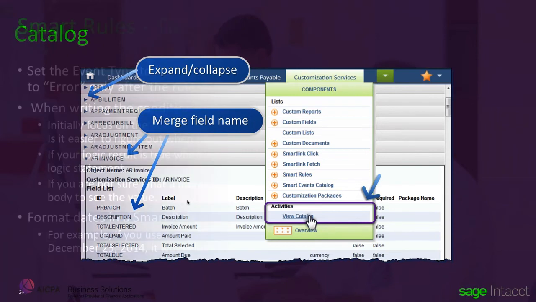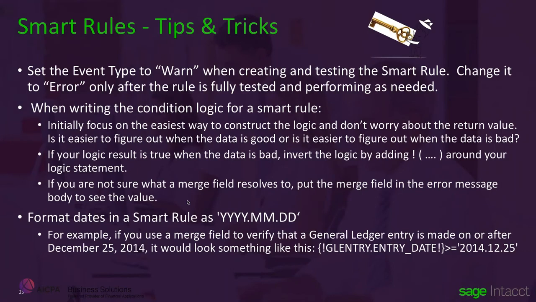Okay. So some smart rule tips and tricks here to wrap things up. Set the event type to warn when creating and testing the smart rule. Change it to error only after it's fully tested and performing as needed. Great idea, great tip. Essentially what that does for you is give you the ability to put it out there in place, but for people to say, no, that's not exactly what we were looking for, but it's going to let me continue with my transaction, despite perhaps that I'm putting in what I should, but the smart rule isn't checking the right logic.